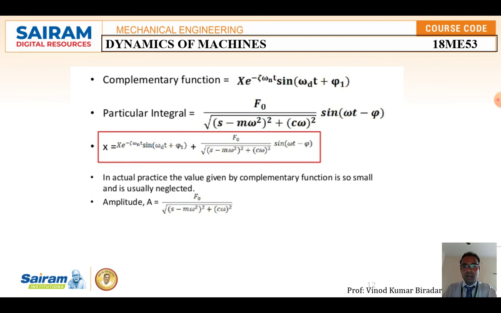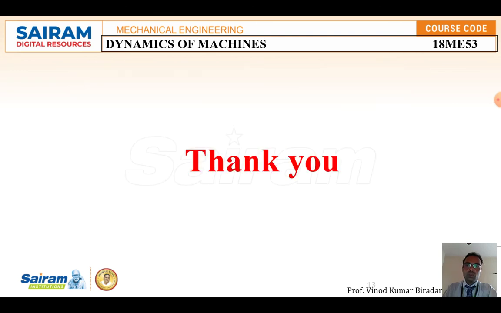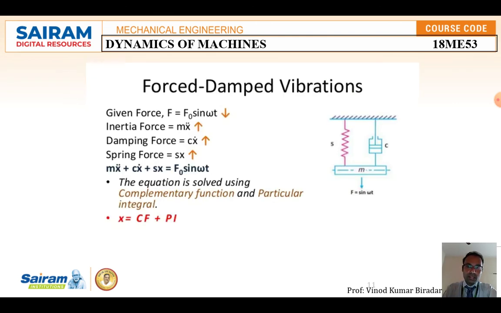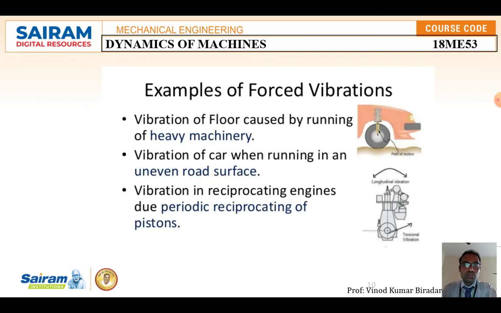In actual practice, the value of the complementary function is too small and is neglected. So just take the amplitude A equals F naught divided by square root of (k or s minus m omega square) whole square plus (c omega) whole square. This is the basic forced vibration equation. In later classes I am going to derive some more equations. This is the introduction to forced vibration.